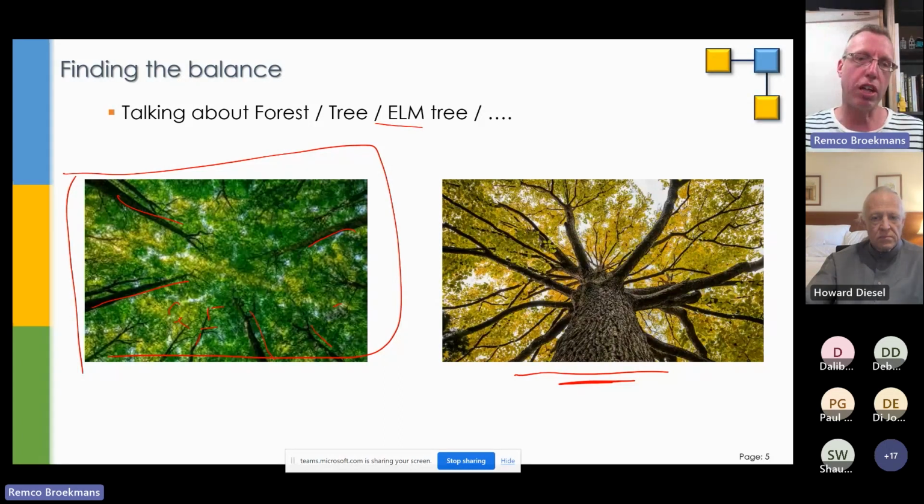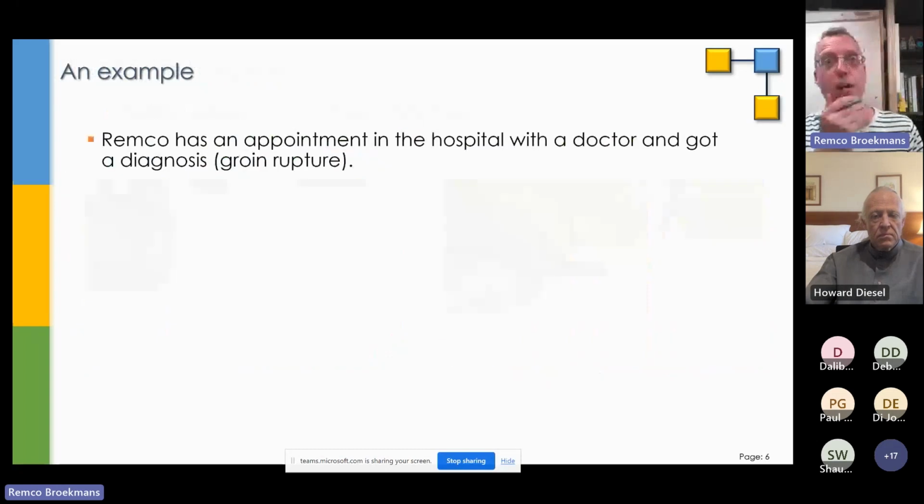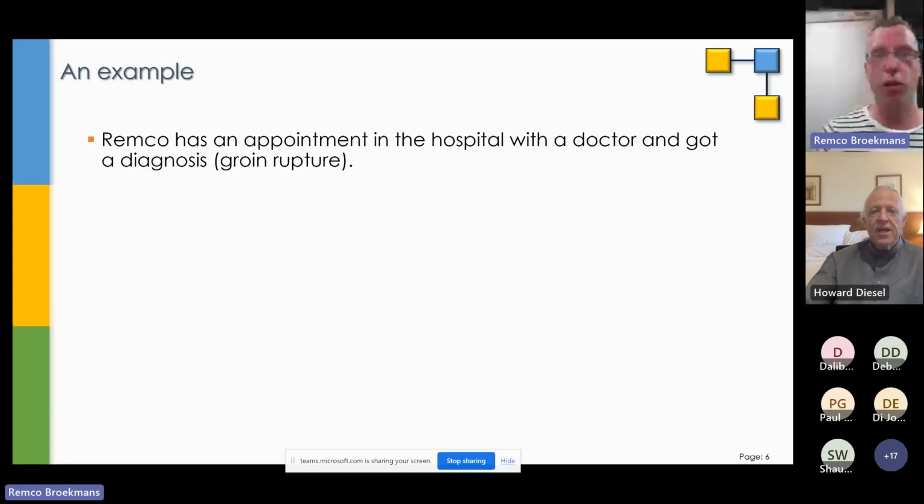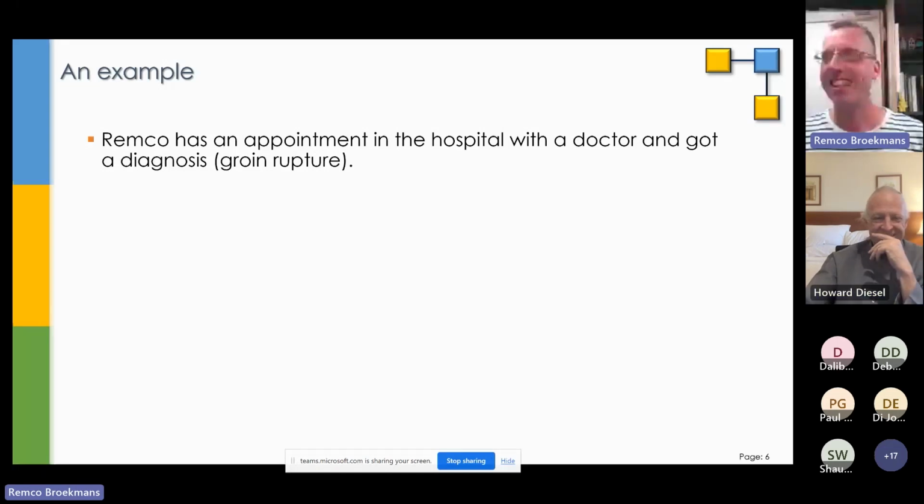I'm going to talk to you about something that's happening to me personally. I had an appointment in a hospital with a doctor two years ago, and I was diagnosed with a groin rupture. I wouldn't recommend anybody to get a groin rupture. By the way, you can't do anything about it or prevent it. It's no fun. So, okay, I got an appointment in the hospital with a doctor.